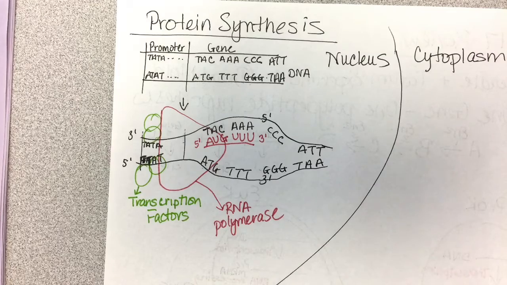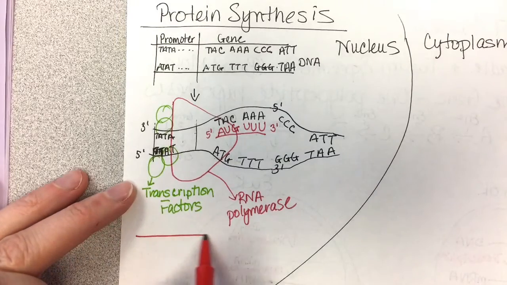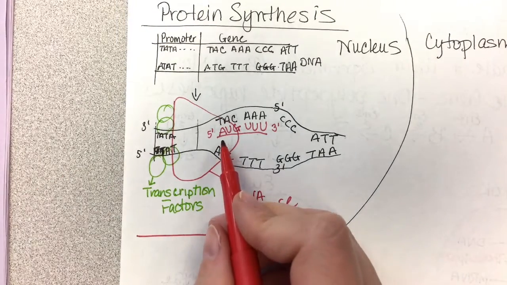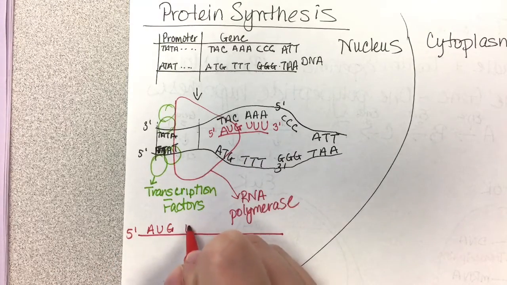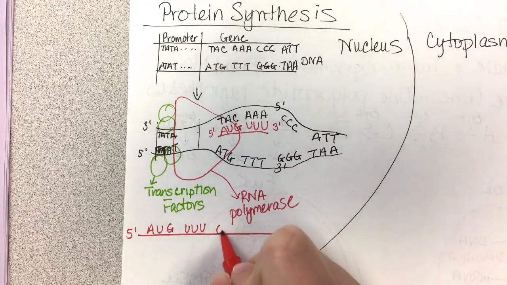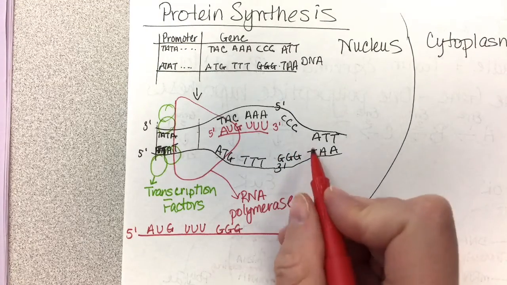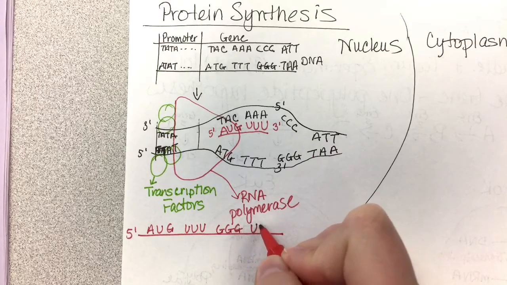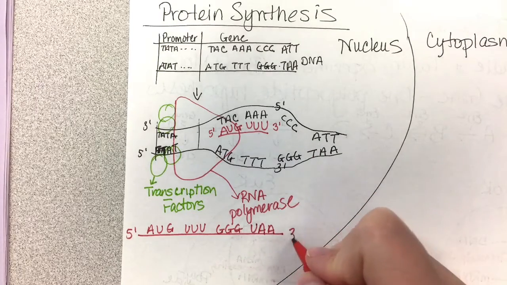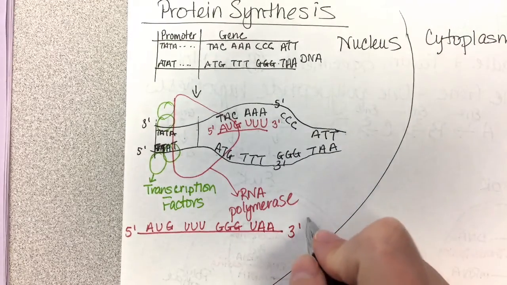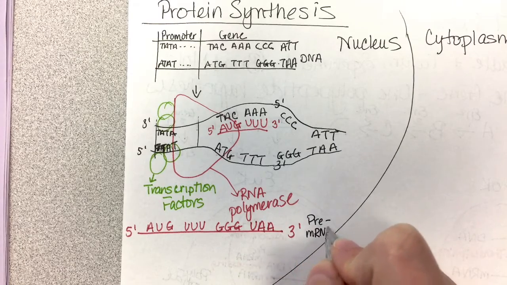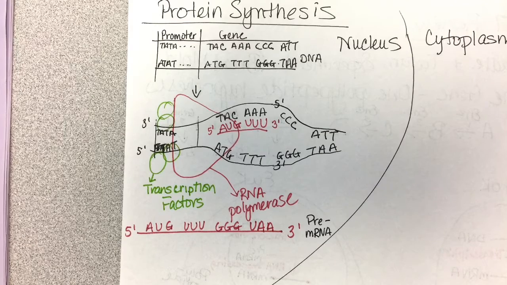And so then what I want to show is when you're finished making your mRNA, so this is what we have, here's your mRNA, you're going to have in the 5' AUG, then UUU, then GGG, then instead of T, it's going to be UAA. All right, and then this is the 3' direction. So this is called your what? This is your pre-mRNA. Why is it pre? Because it needs to be processed.